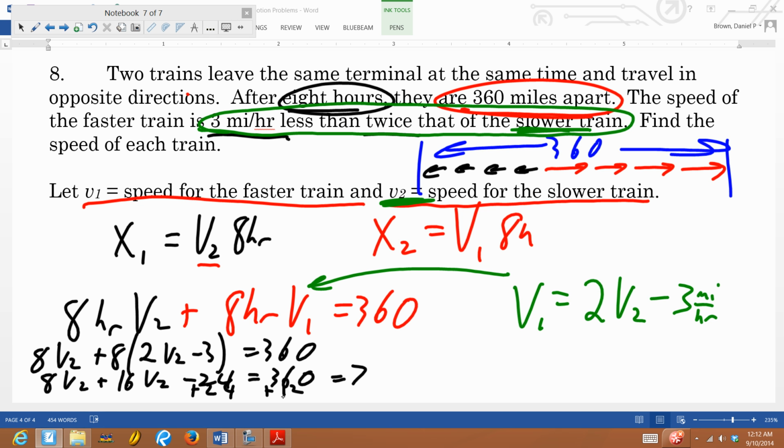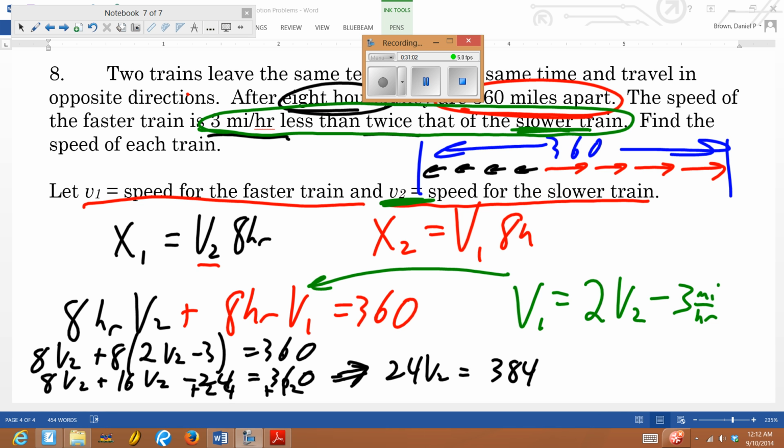Okay. So I can get the unknowns by themselves. I will arrow over here, and I'm going to say that 24 v2 is going to equal 384. Okay? And we divide both sides by 24. And we'll find the speed v2. Okay, and that is 16. So I'm going to say v2 is equal to 16.